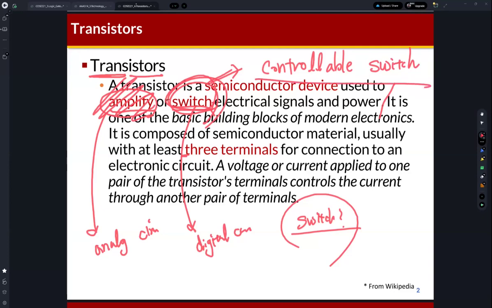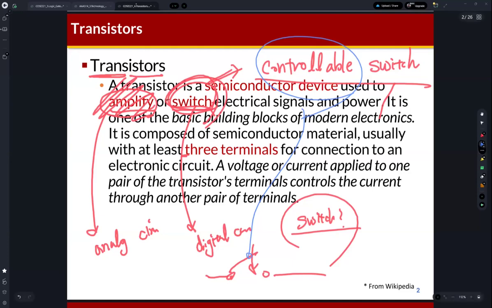So it looks like this. In an electric circuit, it's a switch. The symbol of a switch is here. We can turn on and turn off the device using a switch, but this is controllable, controllable by input signals.